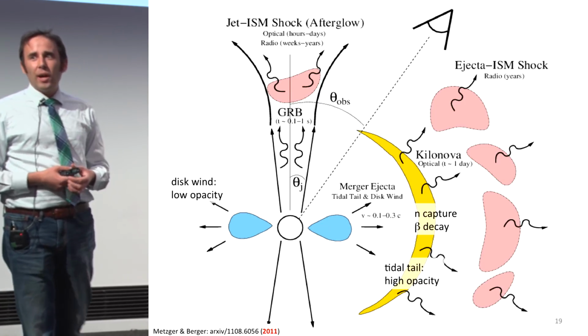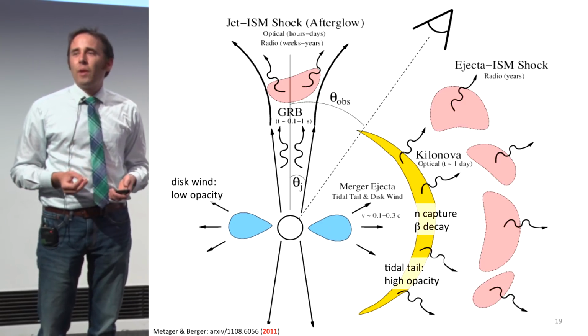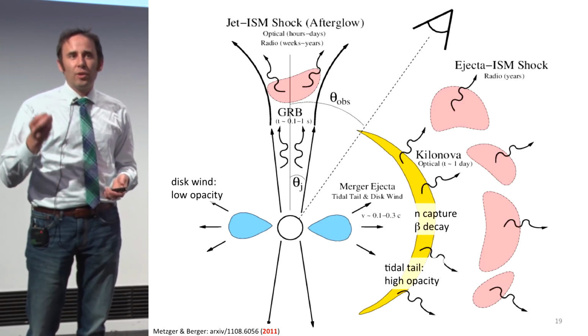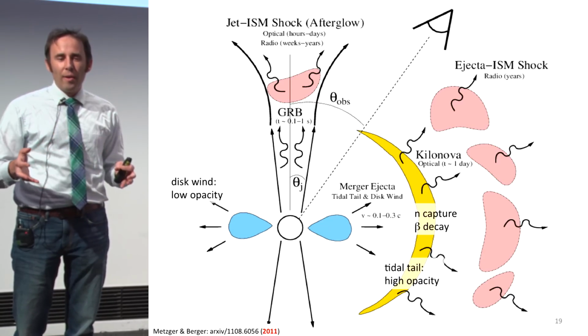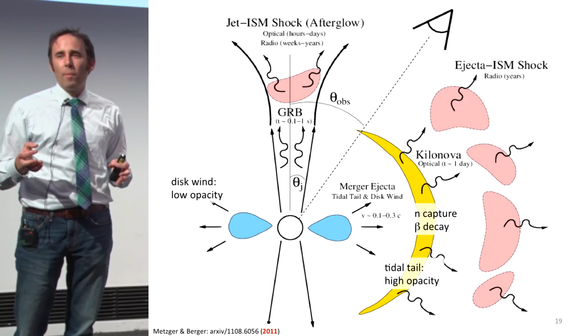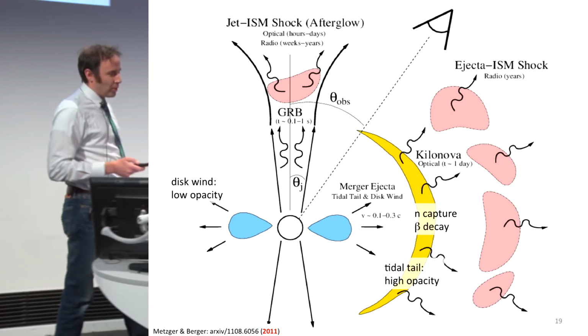And this glowing blue dot is called a kilonova, and we think that it is created from the glow of radioactive material that's been ejected from a neutron star coalescence.